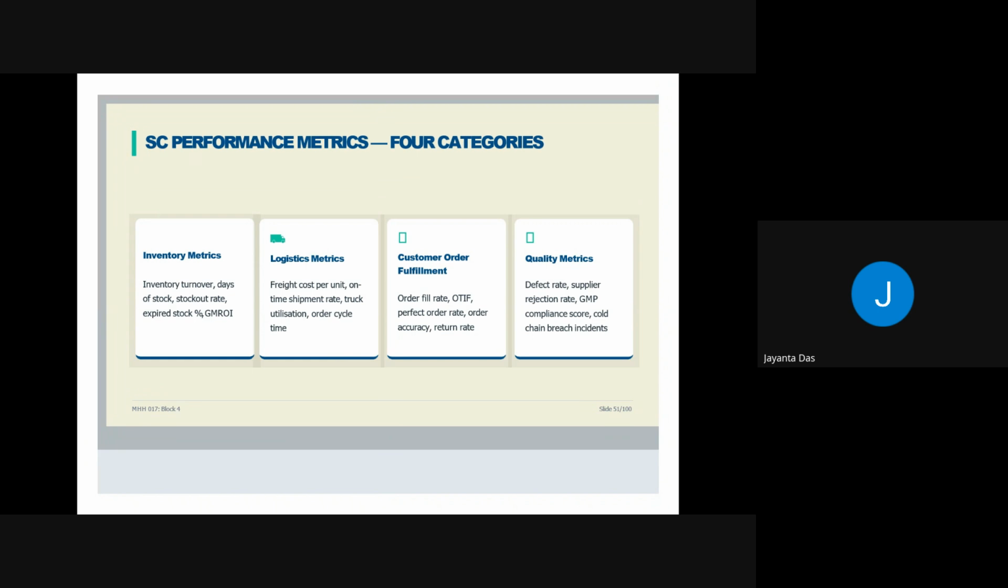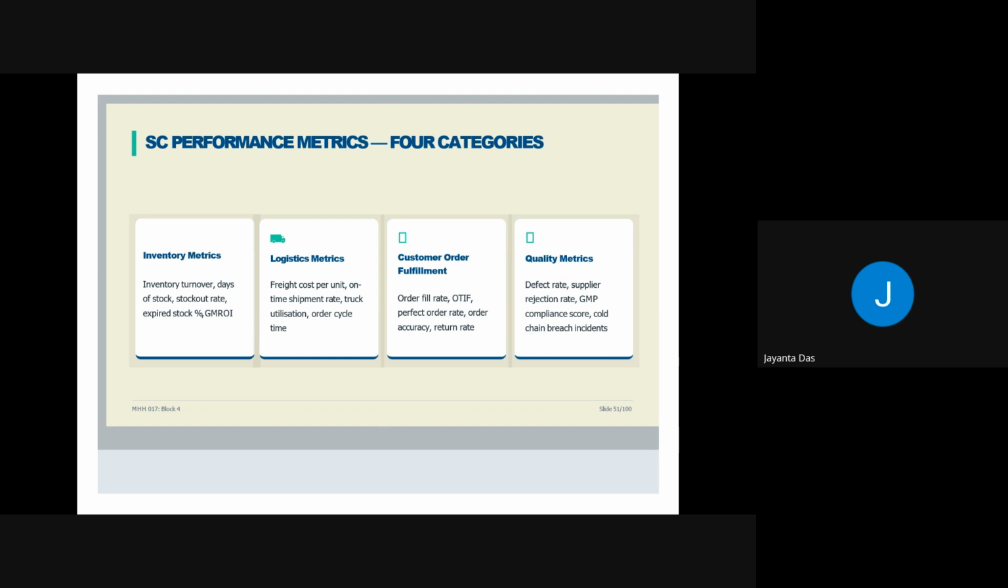The supply chain performance metrics are divided into four categories. First is the inventory metrics, that is inventory turnover, days of stock, stock out rates, expiry stock percentage. So all these things are the inventory metrics. Logistic metrics take care of freight cost per unit, on-time shipment rate, truck utilization, order cycle time. So these are the logistic metrics. Third is customer order fulfillment, that is order fill rate, OTIF, perfect order rate, order accuracy, and return rate.